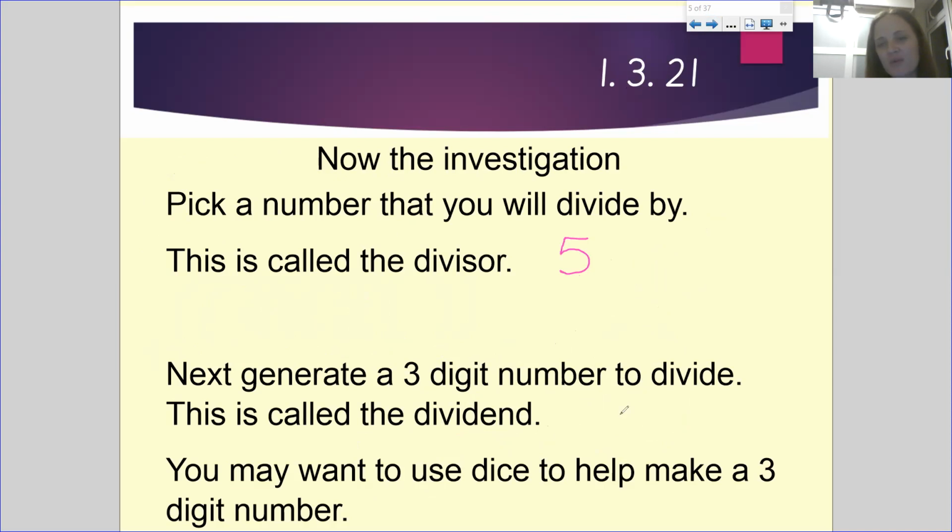So it can be any 3-digit number. So I could have 350. You can use a dice to help you generate a 3-digit number. So roll your dice and help you come up with a 3-digit number if you would like, or you can just think of your own one. And then you are going to divide that number by your divisor.